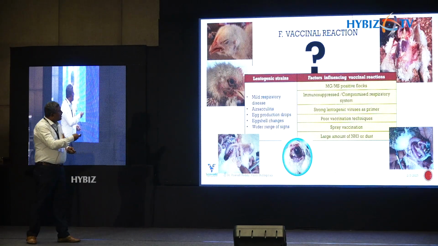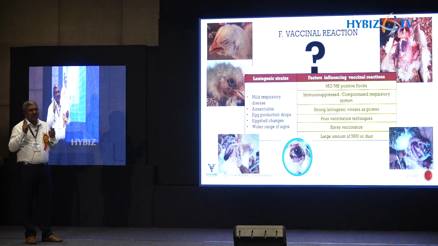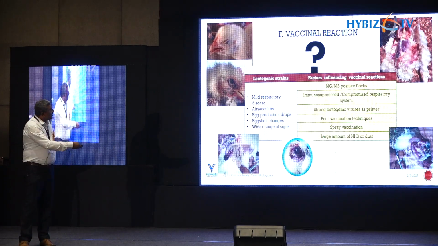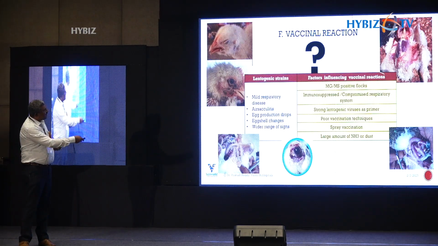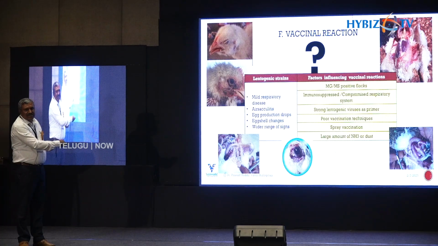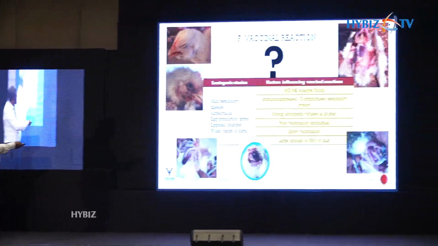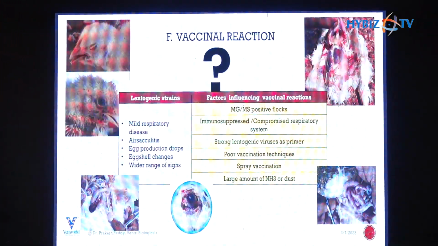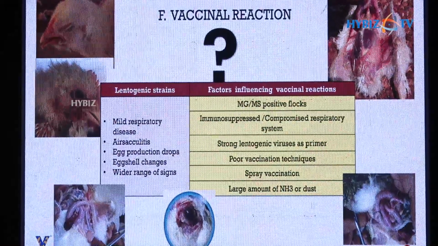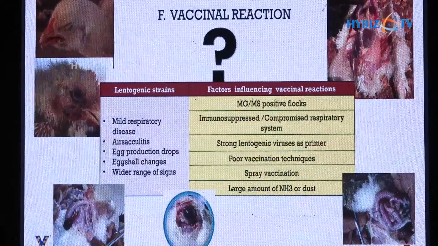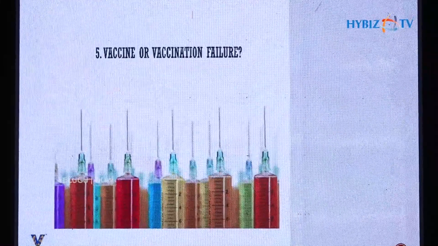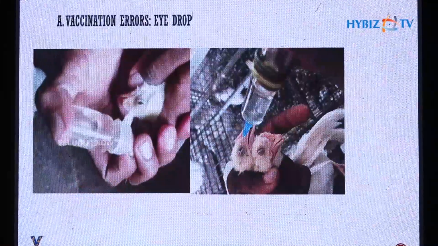But I will try to address the vaccinal reactions which we are facing most of the time. It can happen even with lentogenic viruses when there are certain concurrent challenges with these factors. Even mild lentogenic viruses can cause all these reactions. When there are mycoplasma problems, or immunosuppression with IBD or adenoviruses, this can happen. Or strong lentogenic viruses as primer, poor vaccination techniques, spray vaccination, all these things can cause vaccine reactions.